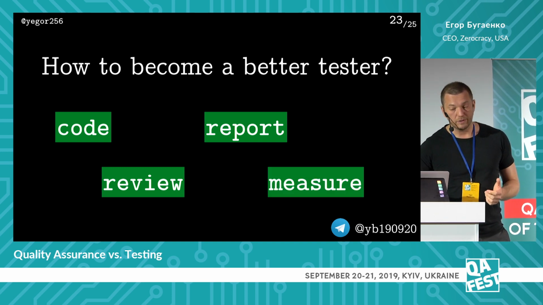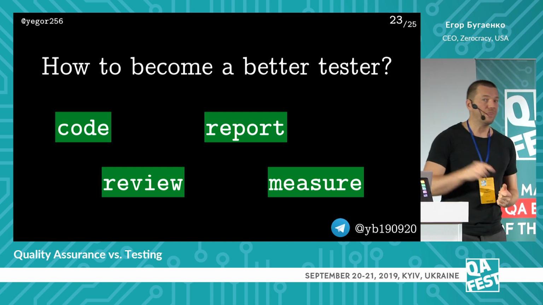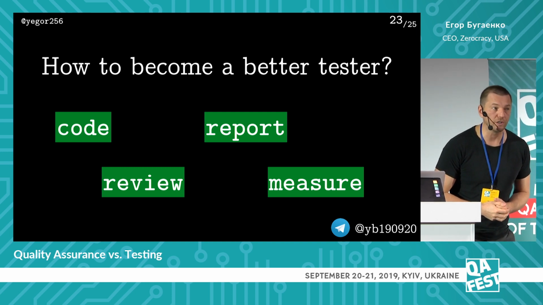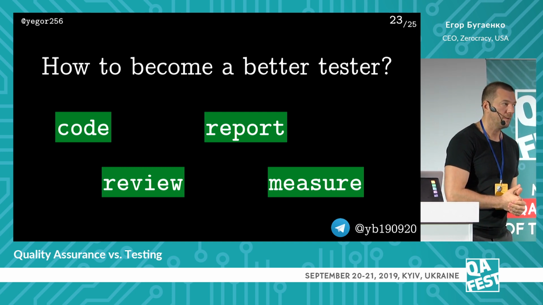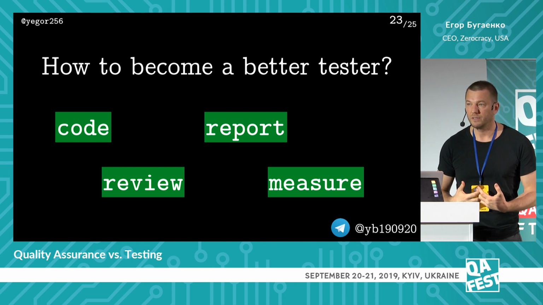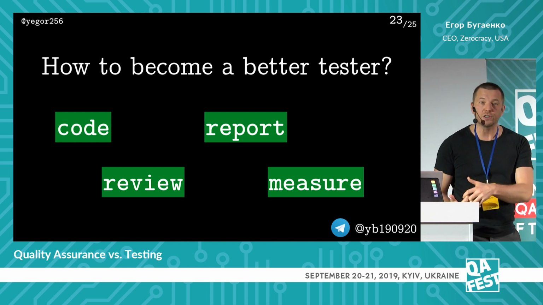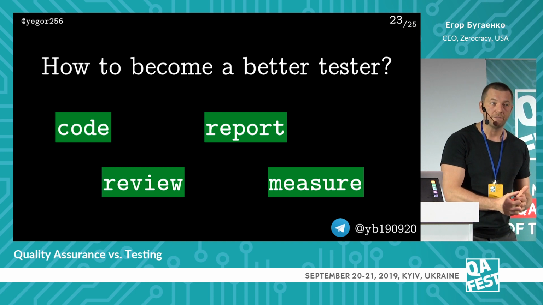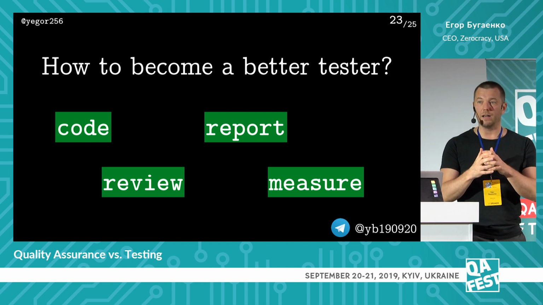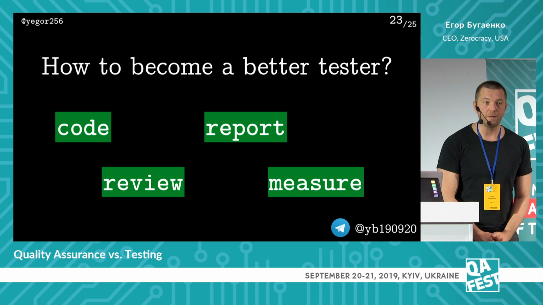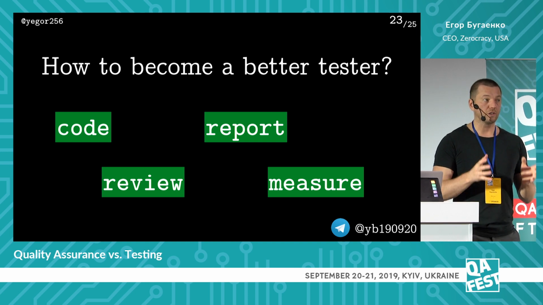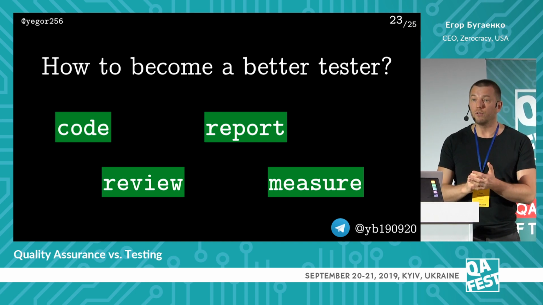And the final point is measure. This is how you help quality assurance, by measuring your progress. You have to know your numbers. You have to know whether you're a good tester or a bad tester. And it's not just by asking your boss how good I am. This is not how you measure your progress. You measure by numbers. Calculate your numbers.